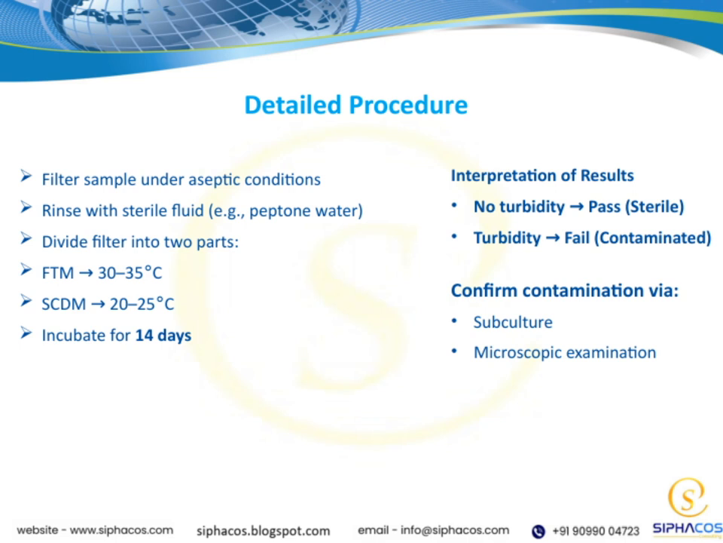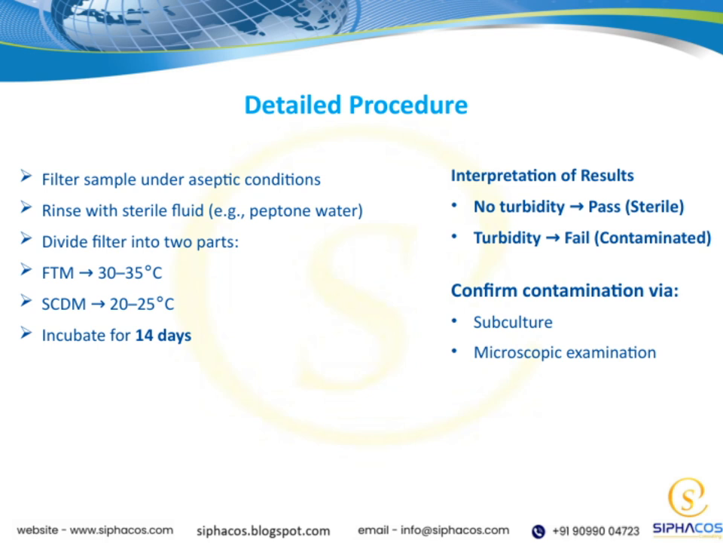If there's no turbidity in the sample, it means the sample is sterile, so we consider it a pass. On the other hand, if we observe turbidity, that indicates contamination, and the result is a fail. Now, to confirm whether contamination actually exists, we perform additional tests. These include subculturing the sample and conducting microscopic examinations.